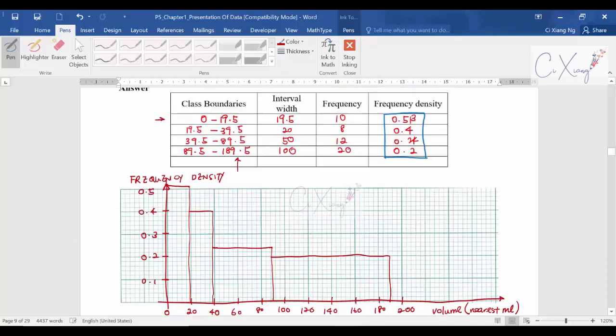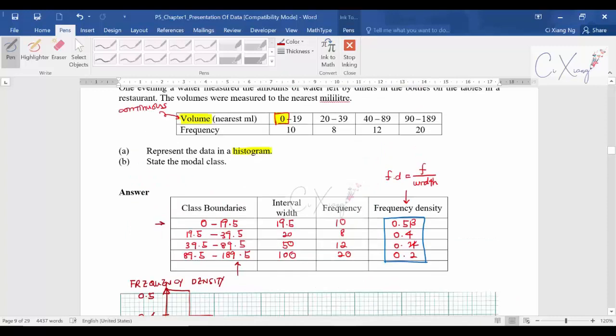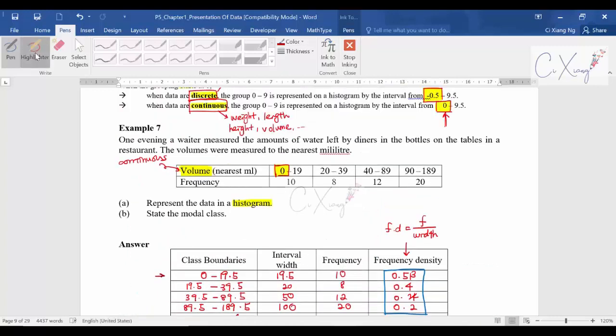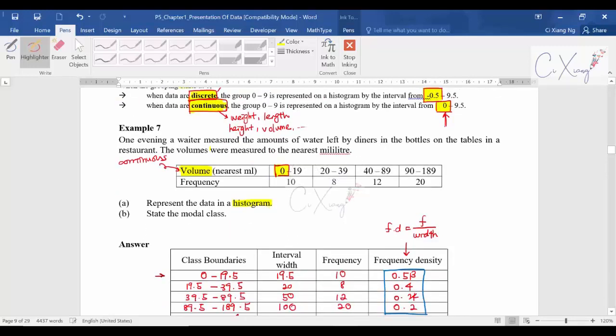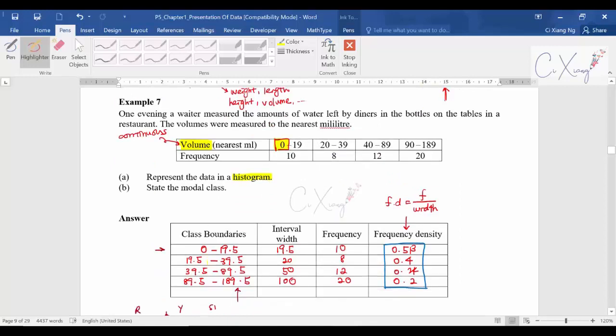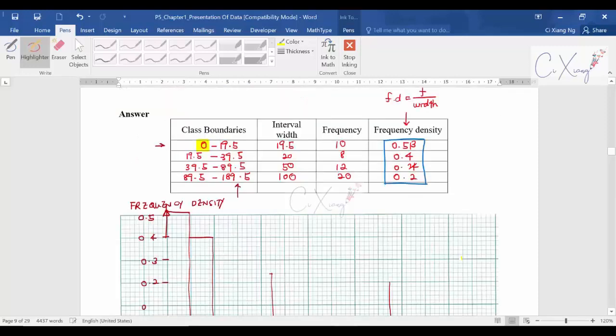Of course, not to forget the special case, when you have any grouping with 0, you have to double check whether your data is discrete or continuous. If continuous, you don't need to adjust it to become negative 0.5. If it is discrete data, then you have to adjust it to become negative 0.5. In our case here, volume is continuous data. Therefore, I didn't change this value to negative 0.5, and my graph ends up looking something like this.